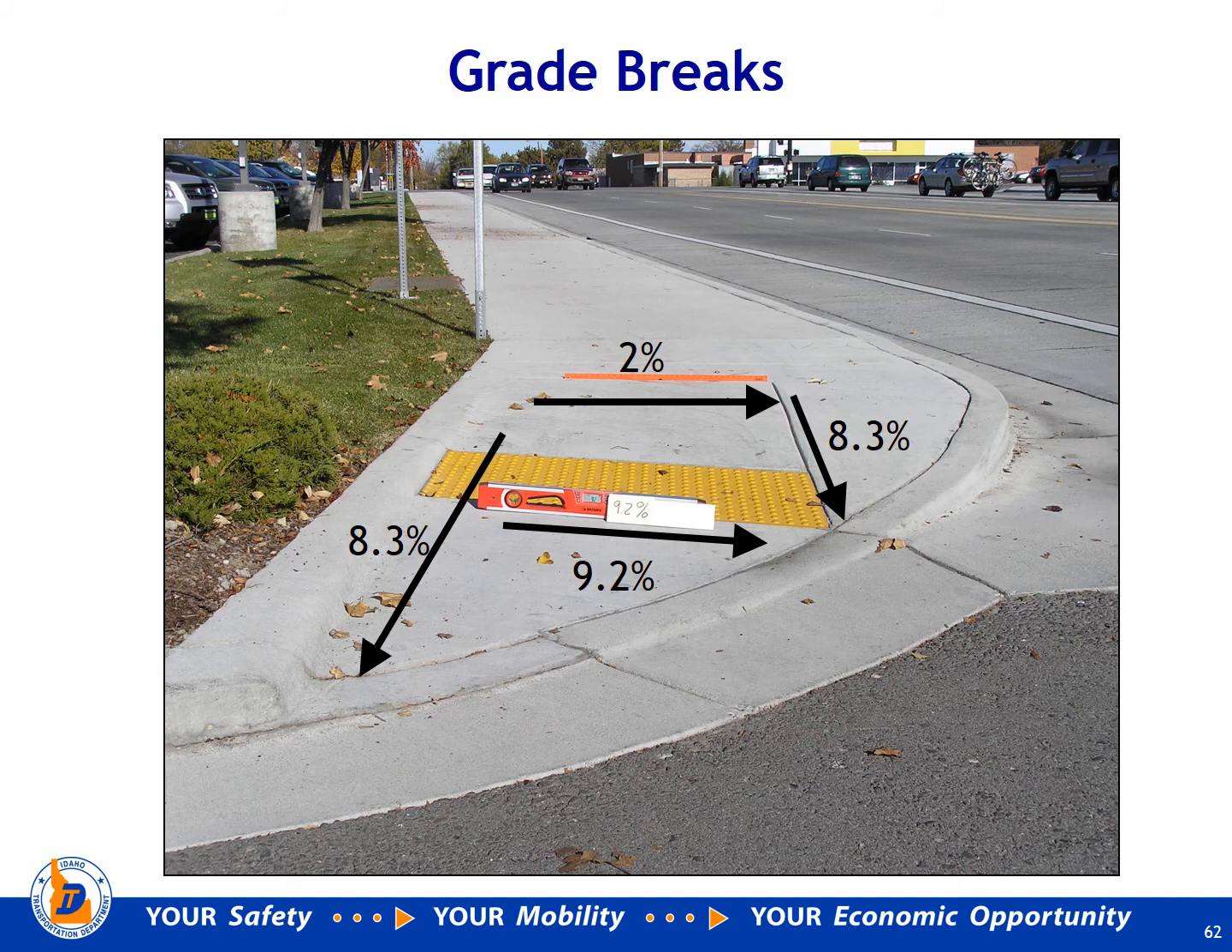In this slide, we're showing it has a good running slope, but the cross slope is not good at 9.2% at the bottom of the ramp. How could they have done this better? Align with sidewalk.